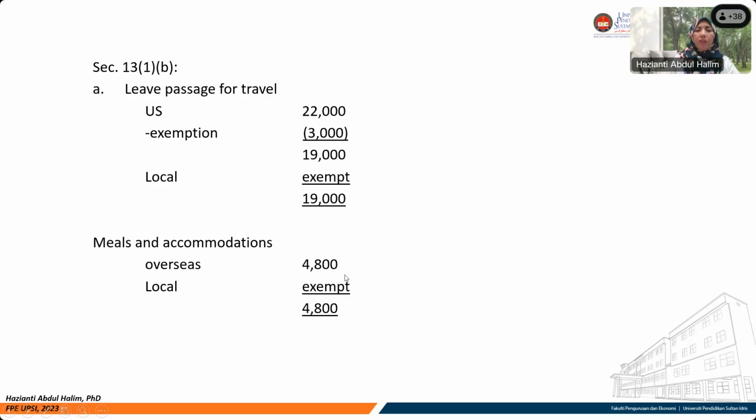Unlike local, semua exempted. Asalkan jangan lebih dari 3 kali. Remember local tadi tak ada cap, tak ada minimum amount, tak ada maximum amount. Asalkan jangan lebih 3 kali. And exempted tu termasuklah tambang dan meals and accommodation. For overseas only ticket. Meal accommodation tak, meal accommodation will be taxed.